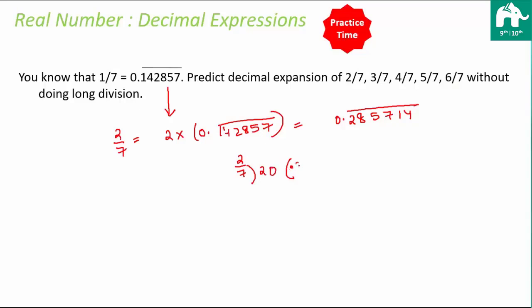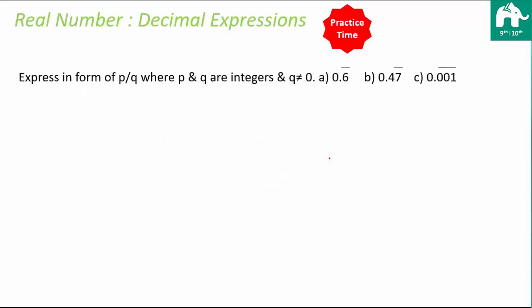So let's say 7 times 2 is 14, 8 times 7 is 56, 5 times 7 is 35, 7 times 7 is 49, and 1. So you see, you are actually getting the same thing, right? So whenever you are given 1 by 7, you have to find out 2 by 7, 3 by 7, 4 by 7, 5 by 7. Just multiply by 2, 3, 4, 5 or whatever number you want to. Express in the form of P by Q, where P and Q are integers and Q not equal to 0.